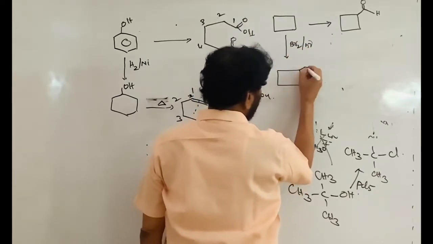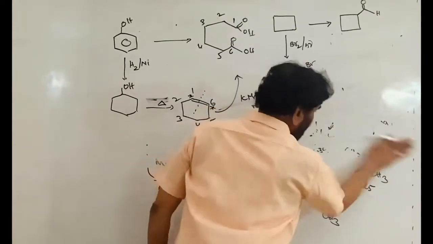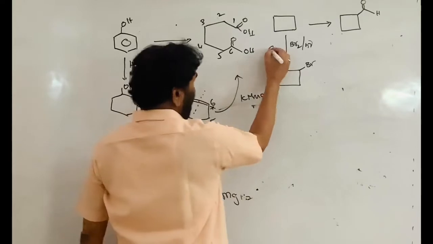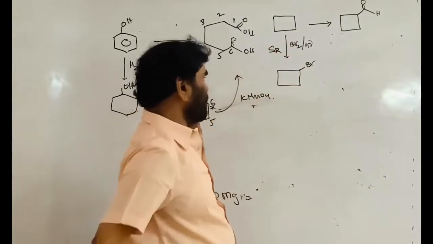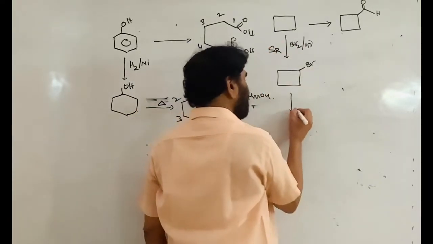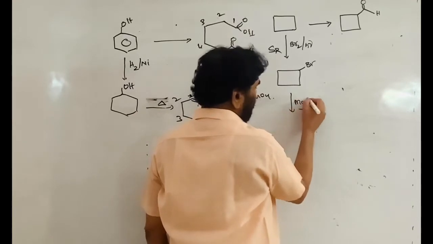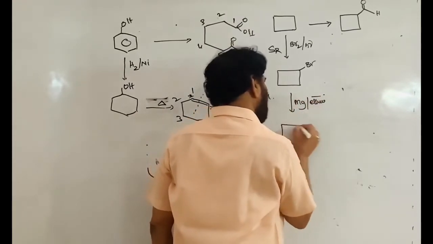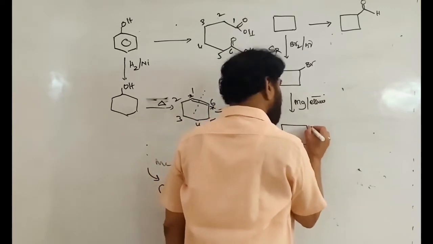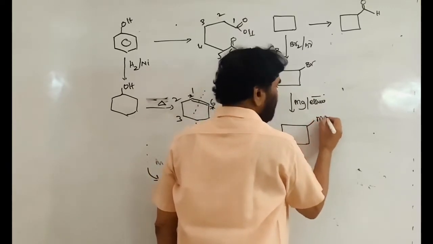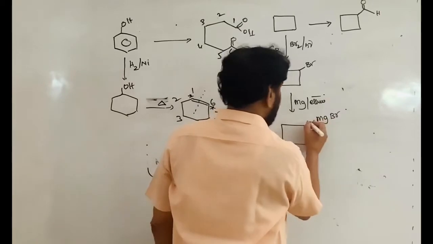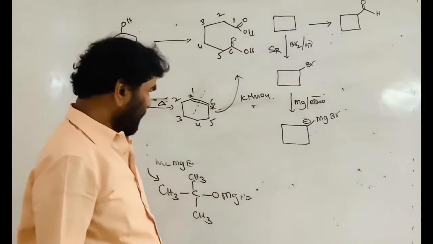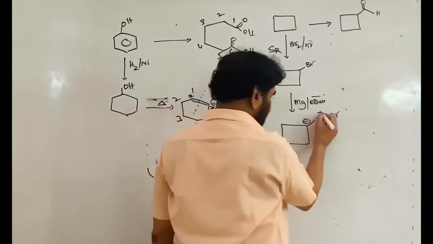This is converted into the Br. Bromocyclobutane is formed. It is an SR reaction, or free radical substitution reaction. This is treated with the Grignard's reagent, magnesium in ether. I told you the reason why ether is used: as a solvent. Next, MgBr, and a carbanion is formed.